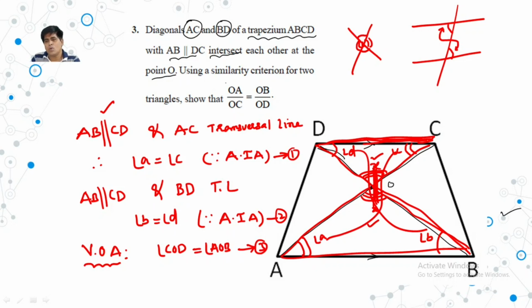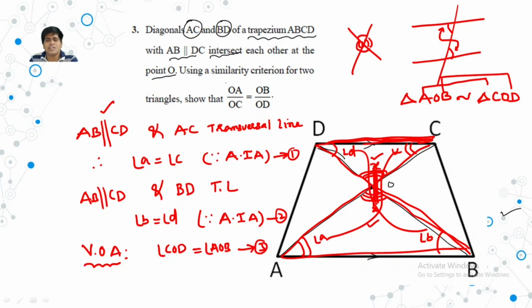Here I will note down the order. The order is very important. If I take triangle AOB first, it is similar to triangle COD: angle A is the same as angle C, angle O is the same as angle O, and angle B is the same as angle D. So triangle AOB is similar to triangle COD.